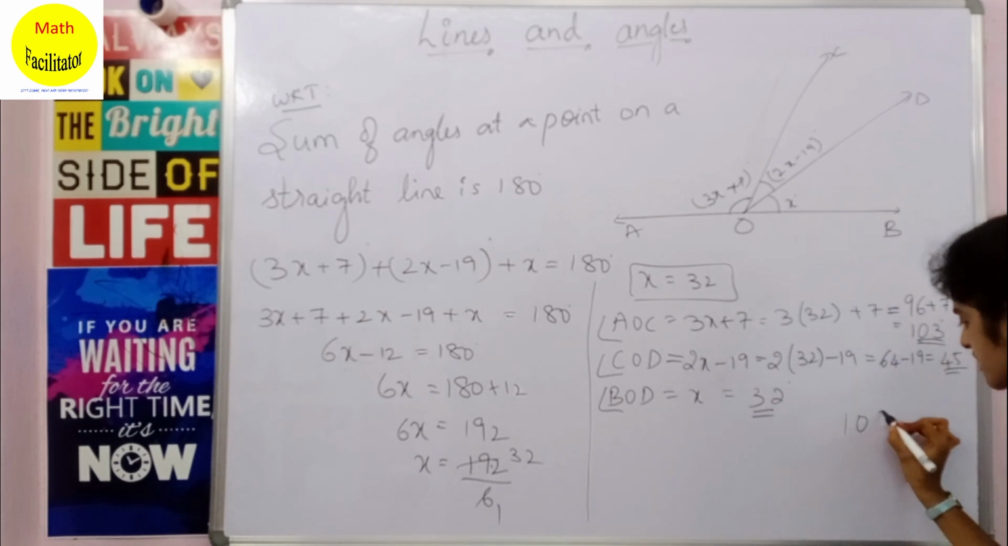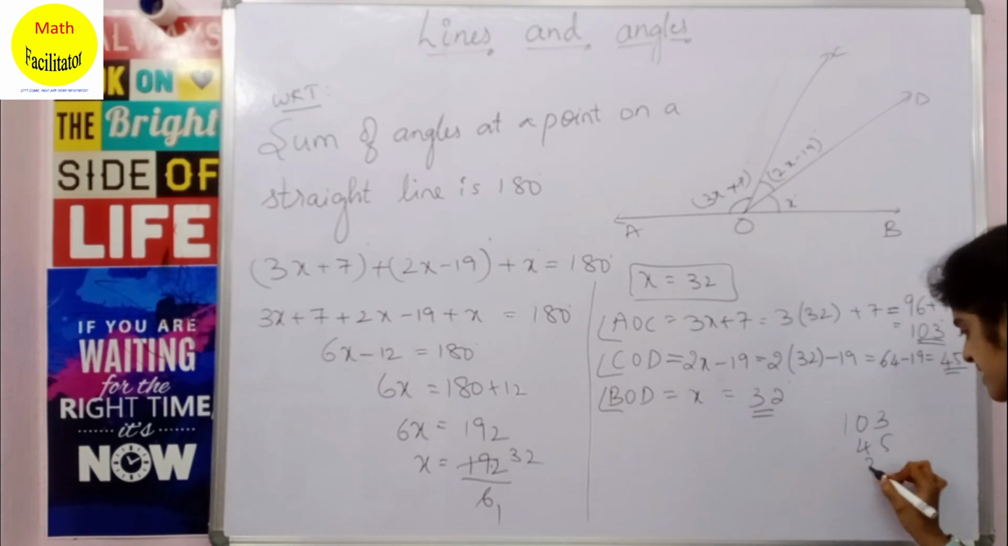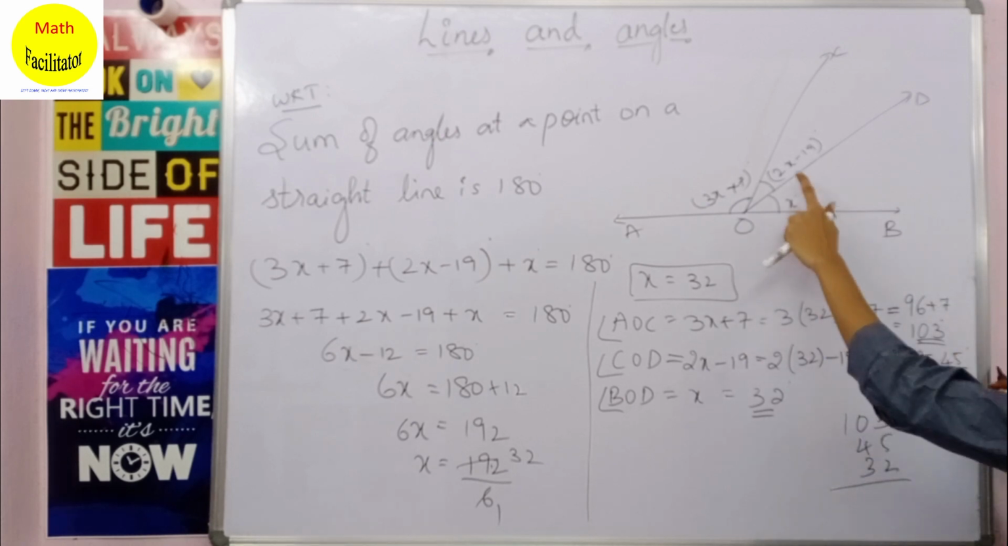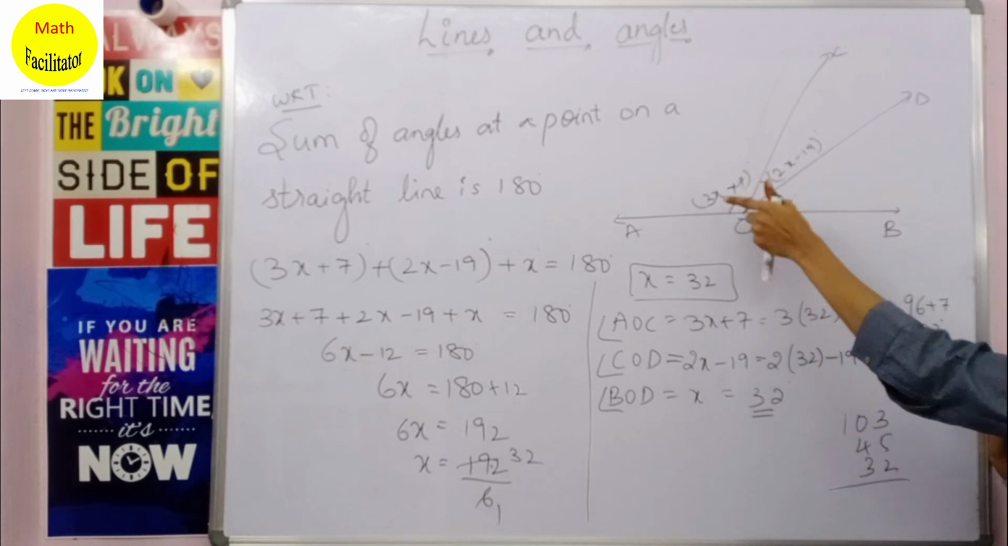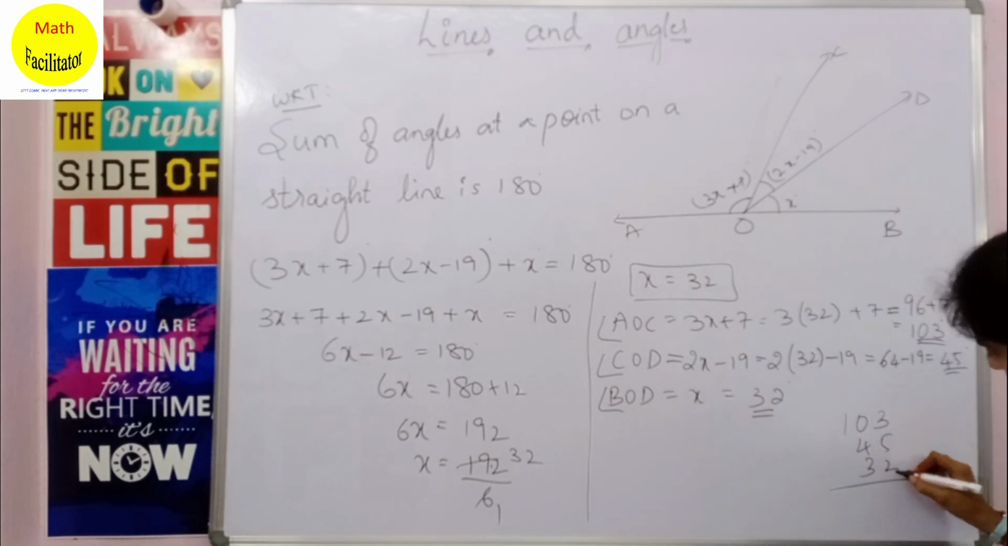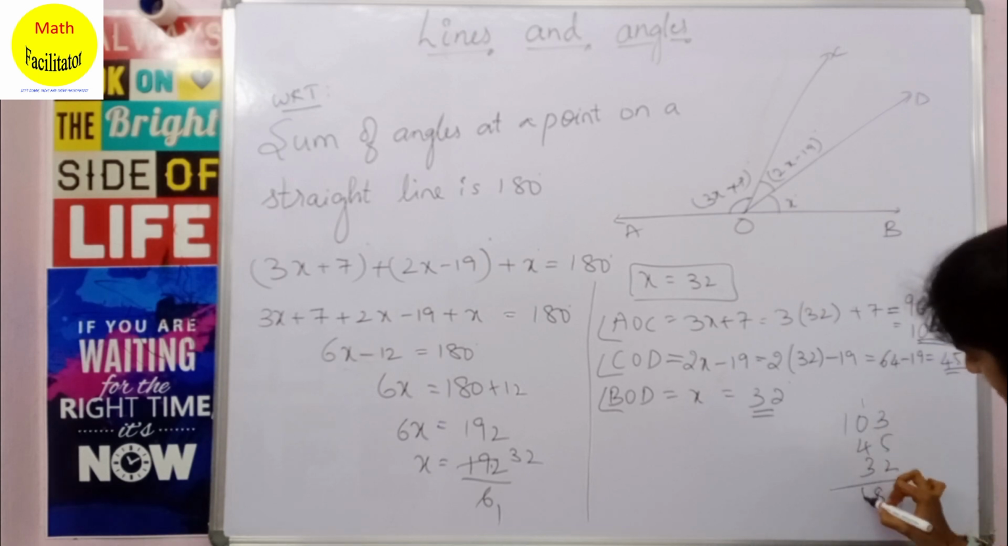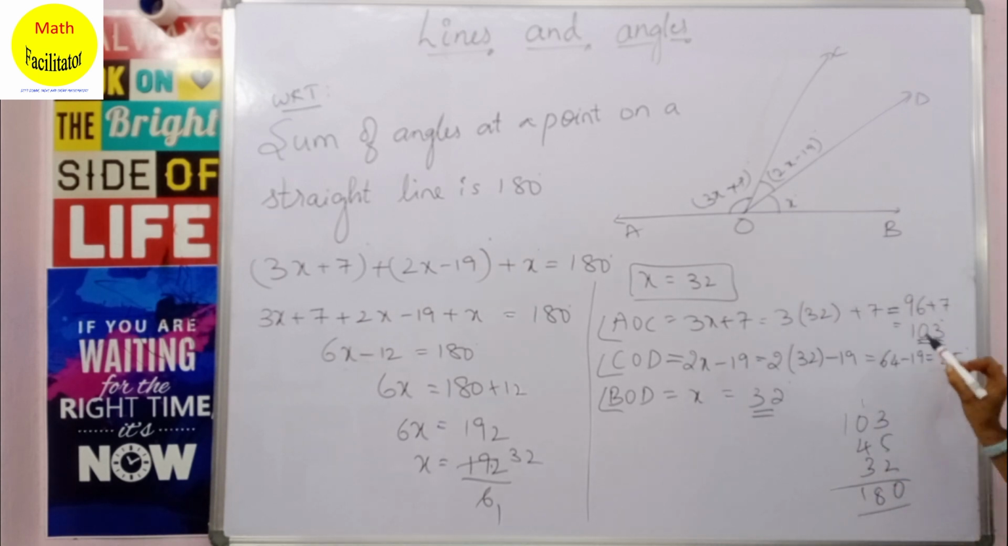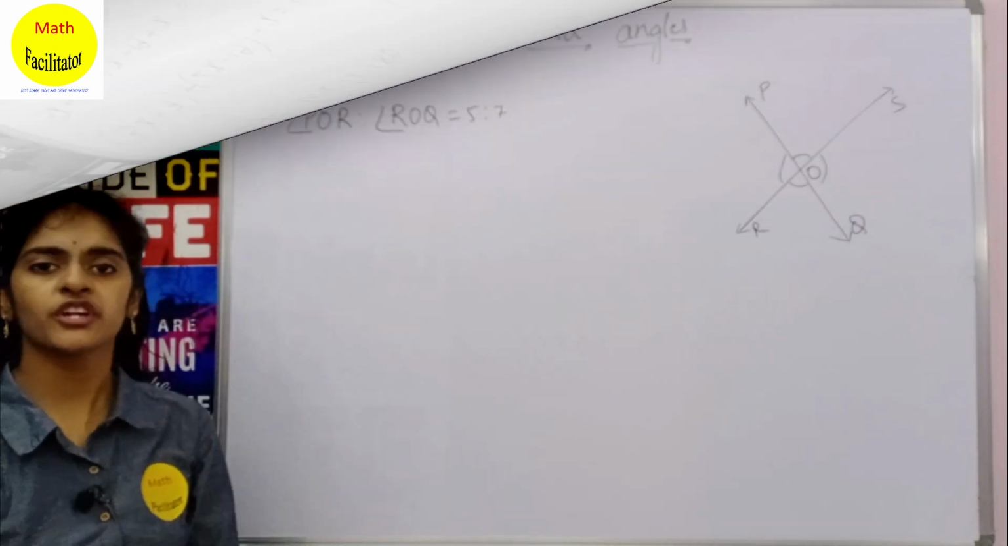So 103 plus 45 plus 32 should be how much? These three angles, if you add, the sum should be how much? It should be 180. So let us see. 5 plus 3 is 8. 8 plus 2 is 10. Okay, so this is 5 and 8 and this is 180. So that means the answers which you got are correct. Now moving on to the next question.